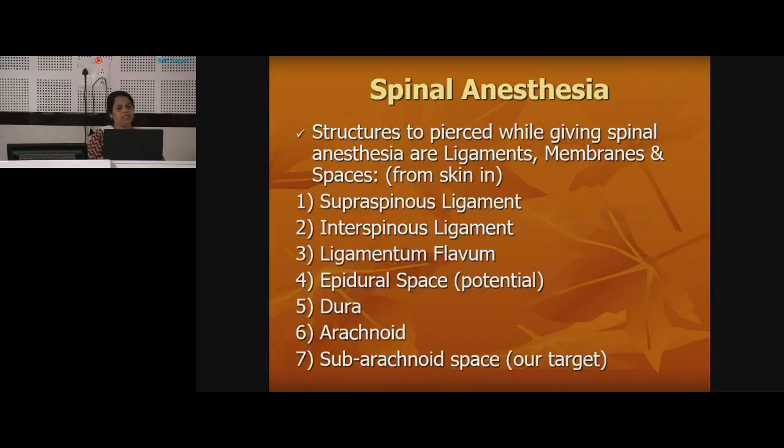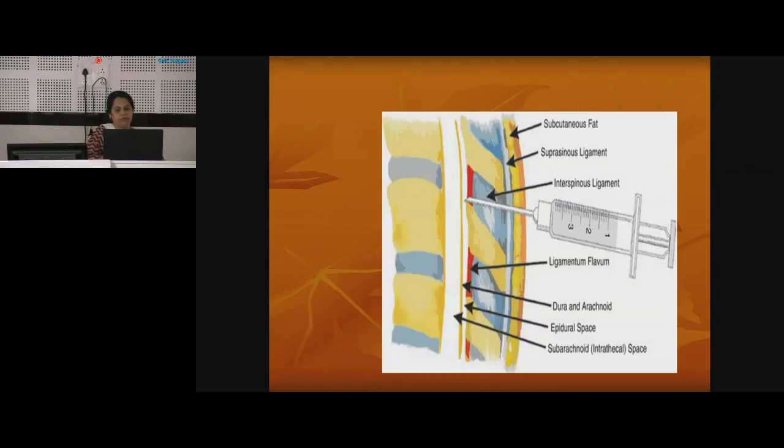So when we give a spinal anesthesia, what are the structures to be pierced? It is from the skin to the inner side. First is the skin and subcutaneous tissue, then supraspinous ligament, interspinous ligament. You can see in the diagram, the skin and subcutaneous fat, then supraspinous ligament, then interspinous ligament, then the ligamentum flavum, and then dura and subarachnoid layer. Here we go inside the subarachnoid space, which we also call the intrathecal space. It contains the filum terminale, cauda equina and CSF. In the CSF we inject the drug.